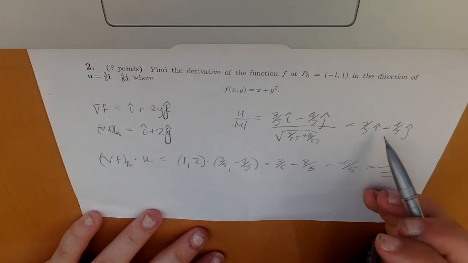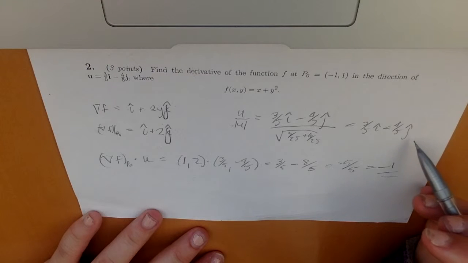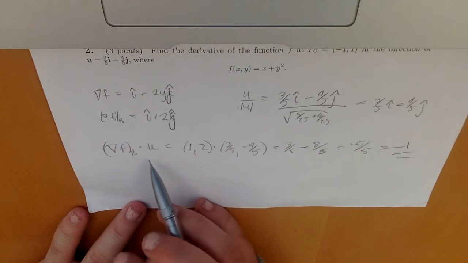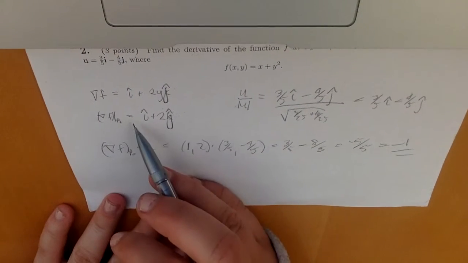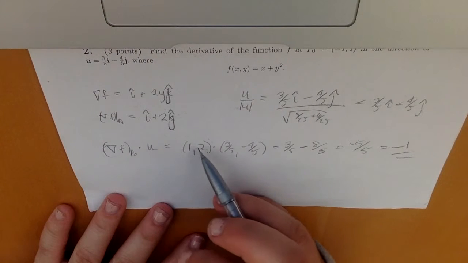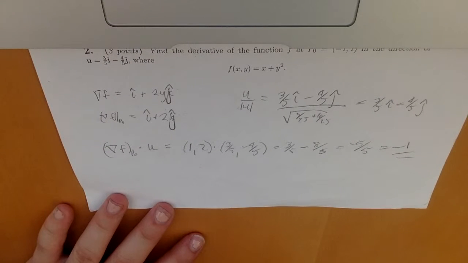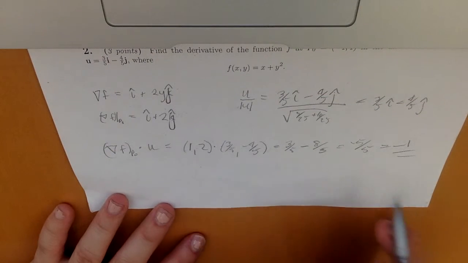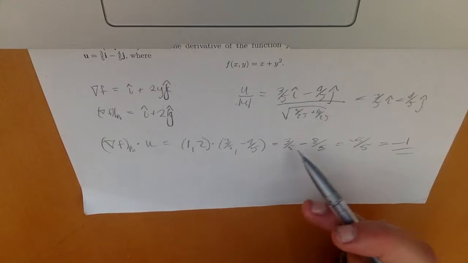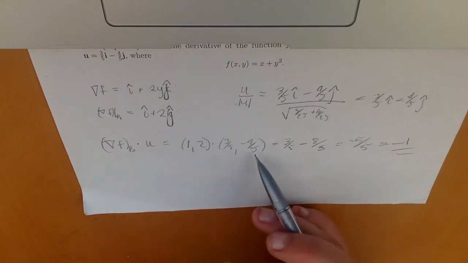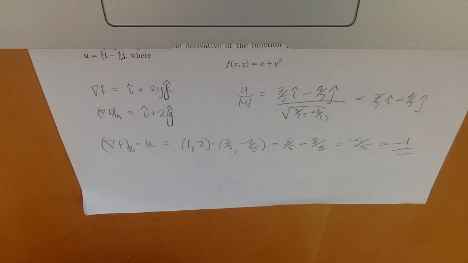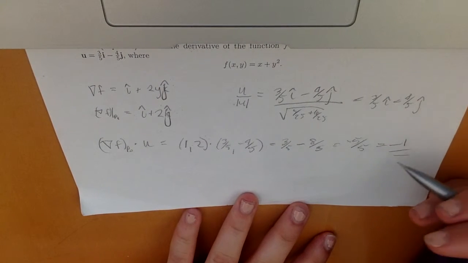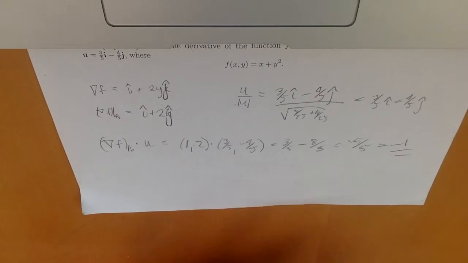It's just 3/5 i minus 4/5 j. Now to find the directional derivative, we dot our gradient at our point with our directional vector. We get 1, that's the coefficient on i, 2, that's our gradient evaluated at our point, dotted with our vector u, which is 3/5, negative 4/5. So 1 times 3/5 plus 2 times negative 4/5 is 3/5 minus 8/5, which is negative 5/5, or negative 1. So our answer is negative 1.